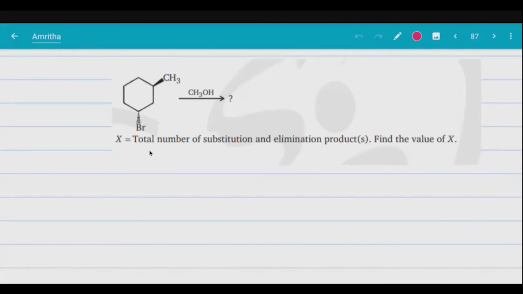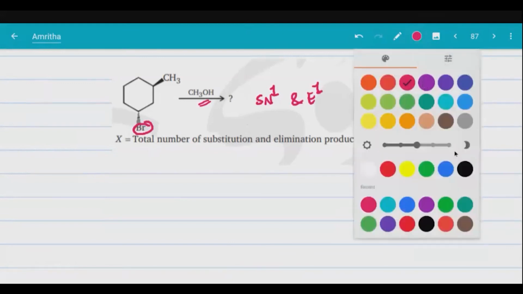Look at this. Total number of substitution and elimination products. We have to consider substitution. We have to consider elimination. Both. How many do we get? What do we do? We have to break this. It is alcohol, right? Alcohol means SN1 and E1 possibility only, not SN2 and E2. It is secondary. Okay. SN1 and E1 possibility. So just check. What do we get here?